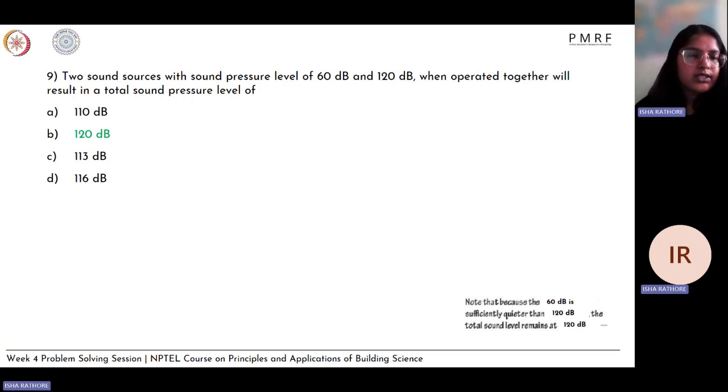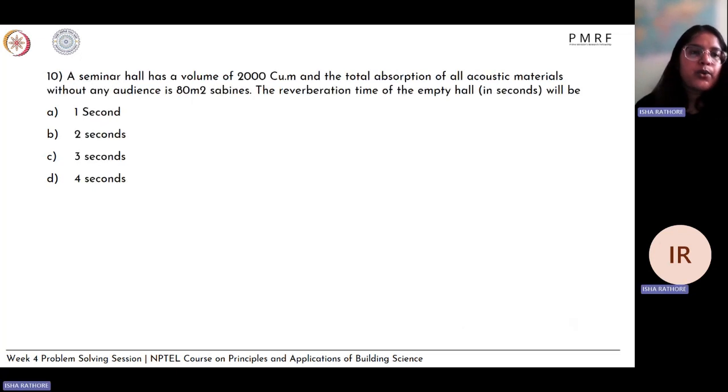Okay. So this is directly from the basics, but you can achieve the same thing by solving the sound pressure level equation for the two different sources. Okay, so moving on to question 10.